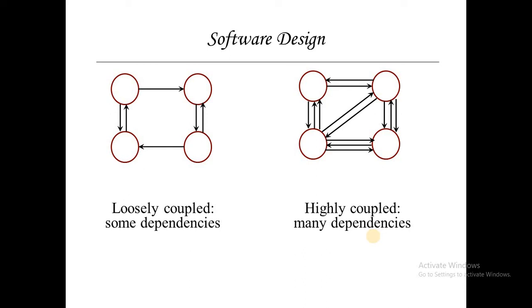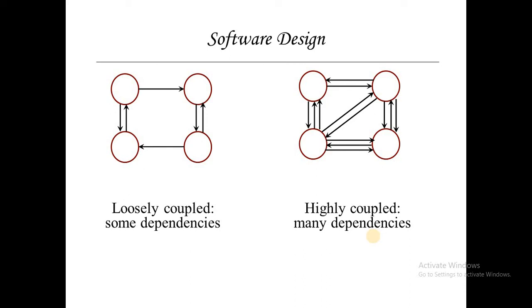In the first diagrammatic representation, there are four modules, and there is less dependency among the modules compared to the second diagrammatic representation. Hence, it is called loosely coupled. Loosely coupled means low coupling. The second diagram is called highly coupled. Highly coupled means high coupling.